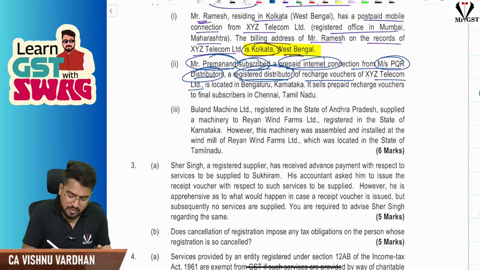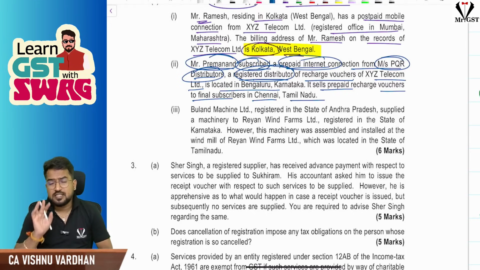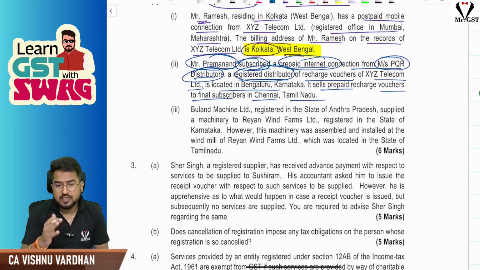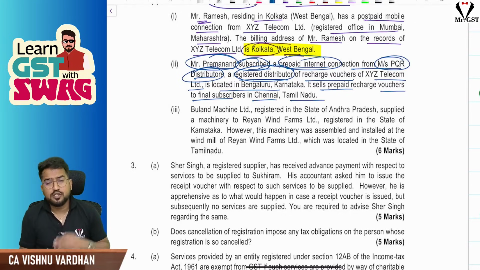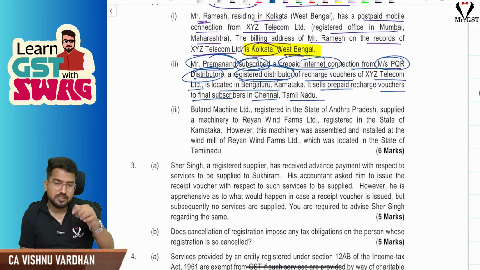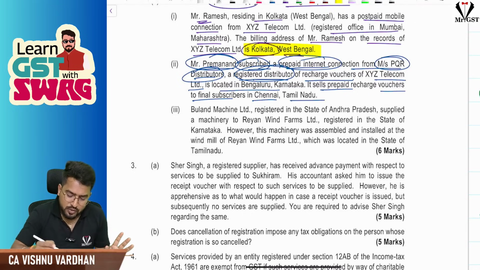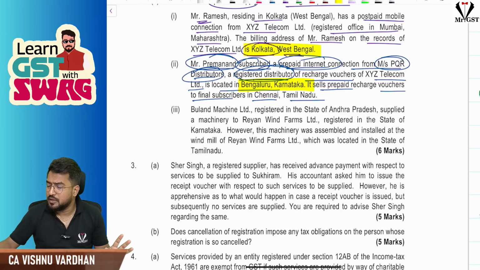XYZ Limited is located in Bengaluru, Karnataka. It sells prepaid recharge vouchers to final subscribers in Chennai, Tamil Nadu. Now, please understand, when the recharge cards are sold to the final subscribers through an agent, a selling agent, the address of that selling agent will be taken as the place of supply, sir. So in the given case, Bengaluru, Karnataka will be the place of supply. Hope it is clear for you. Bengaluru, Karnataka will be the place of supply.